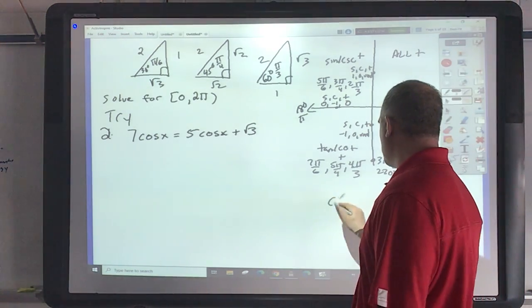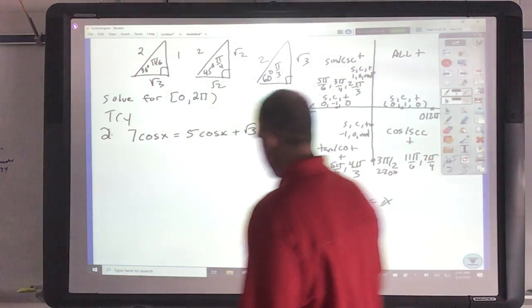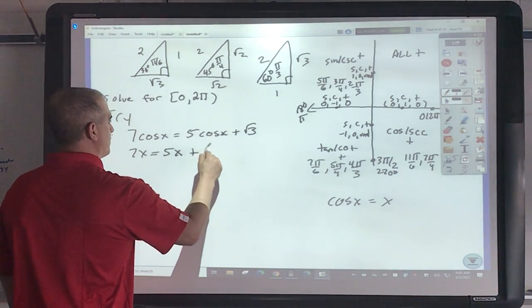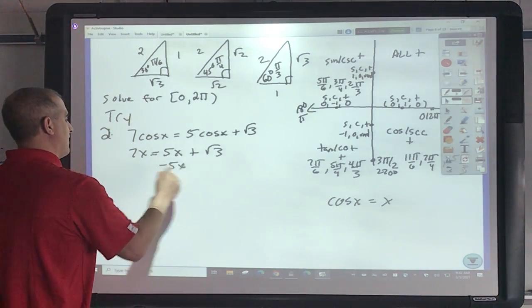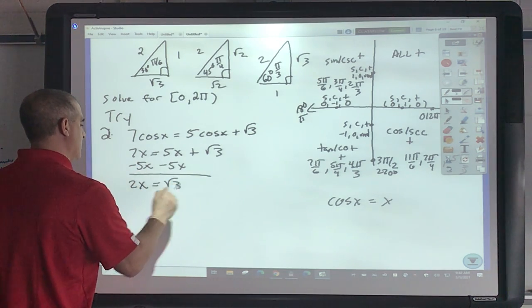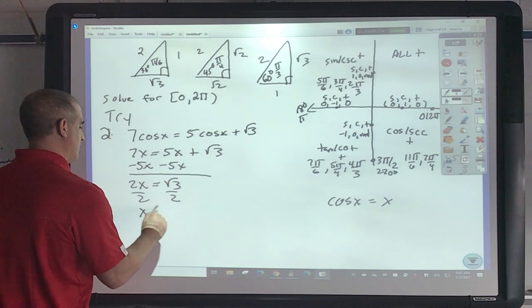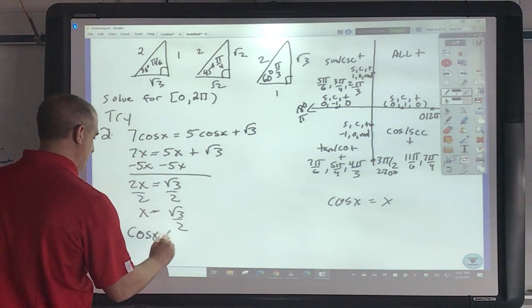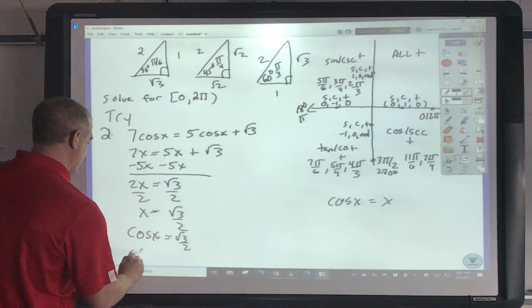I'm going to go ahead and replace cosine of x with x. It makes it a little easier to solve. 7x equals 5x plus square root of 3. I would just subtract 5x here. So 2x equals square root of 3. Divide by 2. X equals square root of 3 over 2. Bring back cosine. Do inverse cosine.